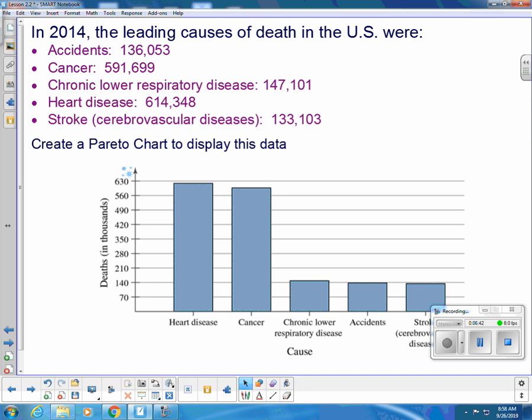Okay, so you want to just graph those frequencies. Deaths in thousands, but we want to start with the highest frequency and then decrease from there. They're fairly easy to draw. Okay.